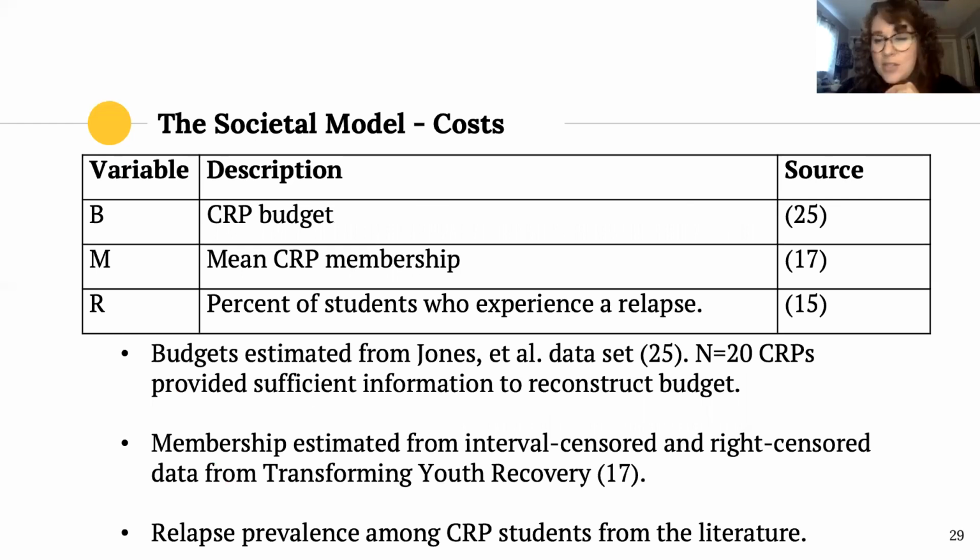We got our CRP budgets again from that Jones data set. We got membership size from Transforming Youth Recovery. Important quick note here, super conservative estimate for membership and participation in CRPs. That's out of necessity. The Transforming Youth Recovery data set asked people to respond by checking different categories. So when you have categorical, like number ranges like that, best thing to do is to take the middle number, right? So we did that.